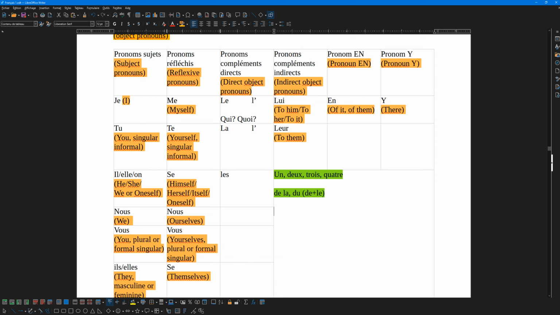Let's have some examples. Let's say again, you're buying something at the grocery store. You'll say j'achète des pommes. I'm buying apples. Let's replace des pommes with the right pronoun. It will be en because it's des. So I put it in front of the verb of action. J'en achète.